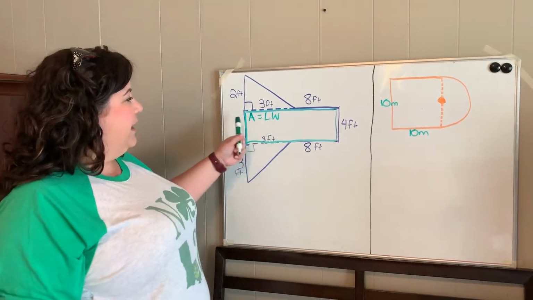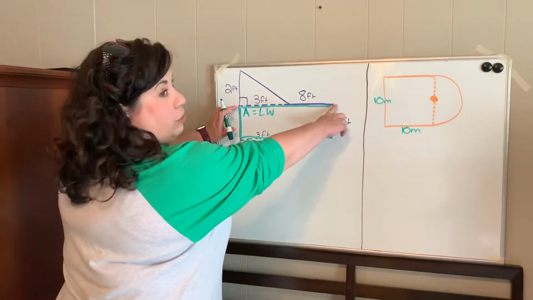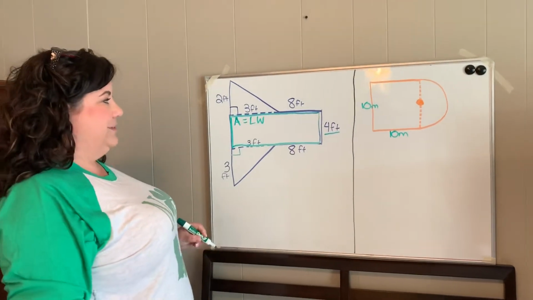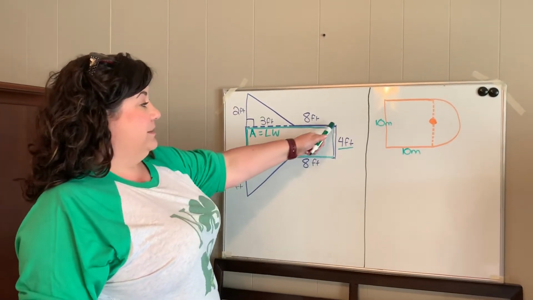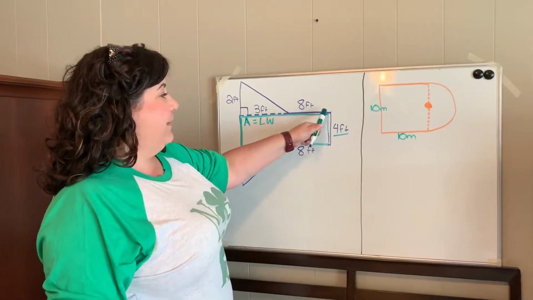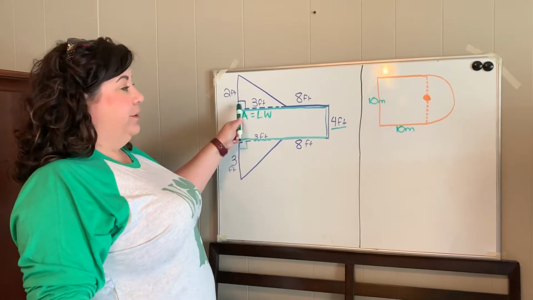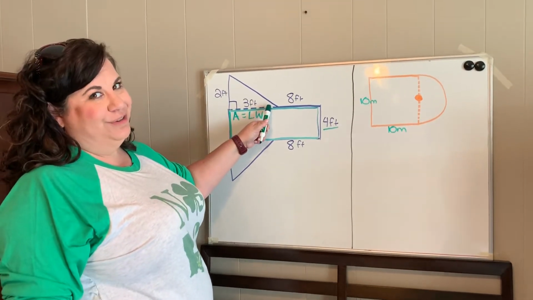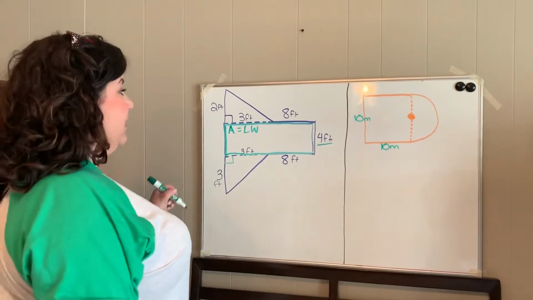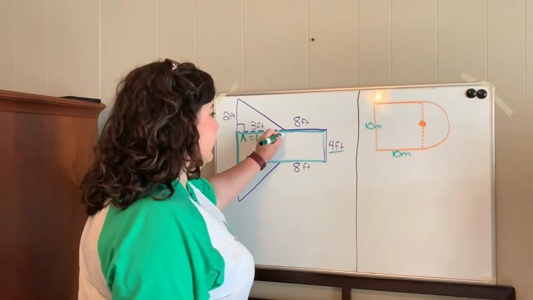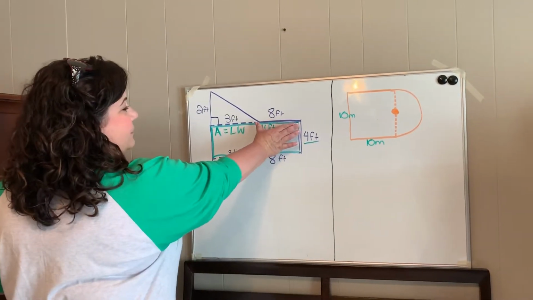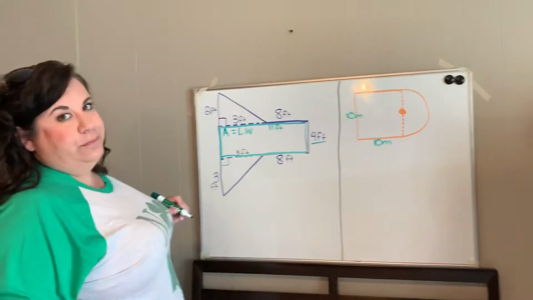Okay, so I need one of these long sides and a short side. Well, I see that I have 4 feet for my short side. What I don't have is the total length here for the long side. I have 8 from here to here and 3 from here to here. So now what can I do? Well, if I add them together, then I'll be able to see that this long side is actually 11 feet, because I added the distance from here to here to the distance from here to here.